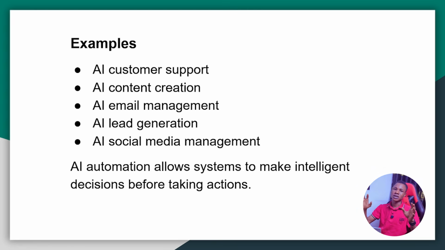That is what automation is. Automation works everywhere, but in this one, we are going to talk about only the AI aspects of automation. Is that okay? Examples are AI customer support, AI content creation, AI email engagement, AI lead generation, AI social media management. AI automation allows systems to make intelligent decisions before taking actions, right?